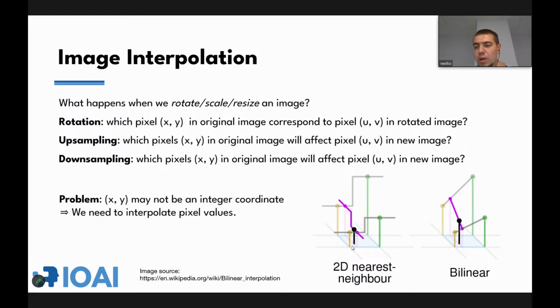The simplest way to do this is to take just the closest pixel from the 4, and this is going to be the chosen color. Or with bilinear interpolation, it is some sort of a weighted sum of all neighbors around it to get the final color. And we call this process image interpolation. It's quite common.